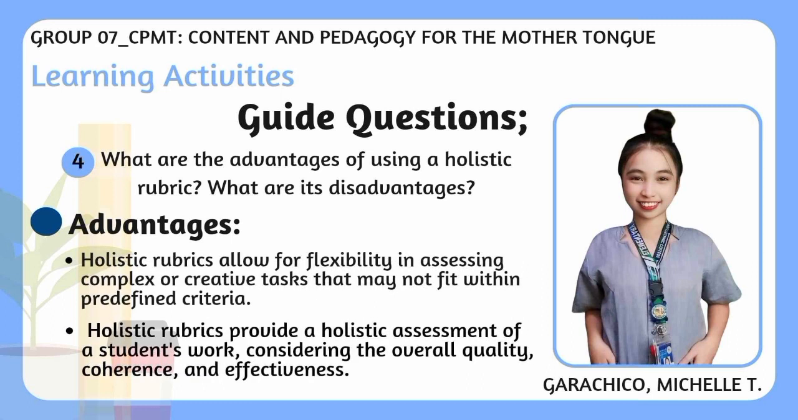Number 3, holistic rubrics allow for flexibility in assessing complex or creative tasks that may not fit within predefined criteria. Ito ay nagbibigay opportunity sa kanila to consider the overall impact and unique aspects of a student's work. Number 4, holistic rubrics provide a holistic assessment of a student's work, considering the overall quality, coherence, and effectiveness. This can capture the overall impression and essence of the work.